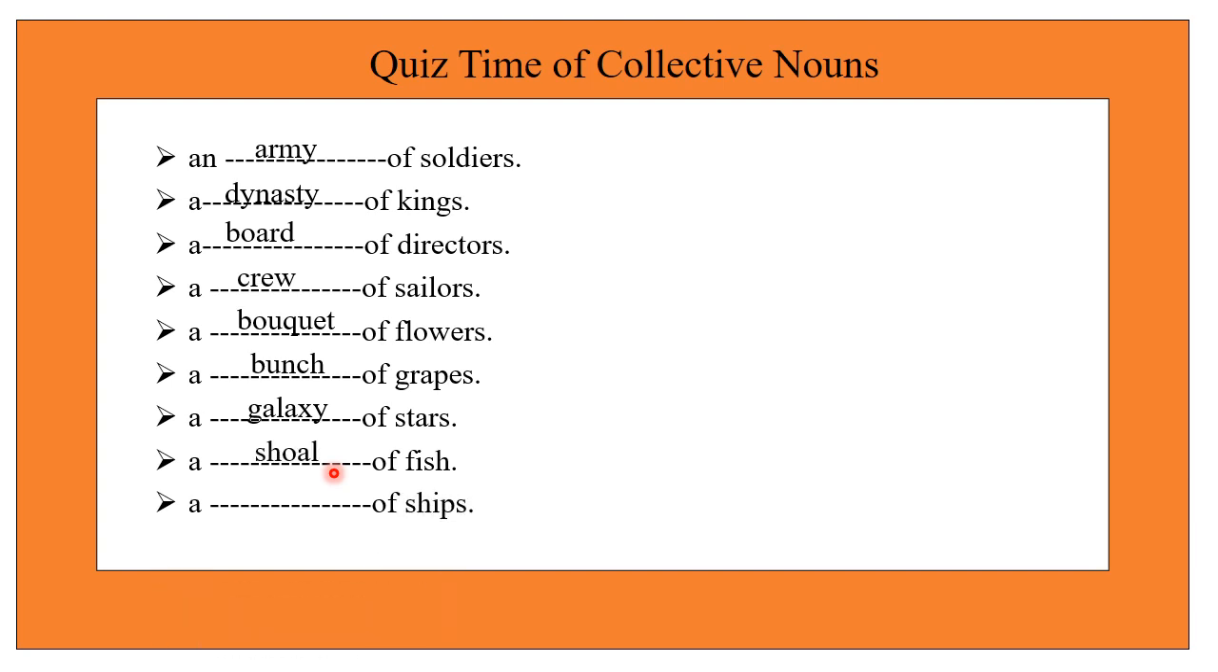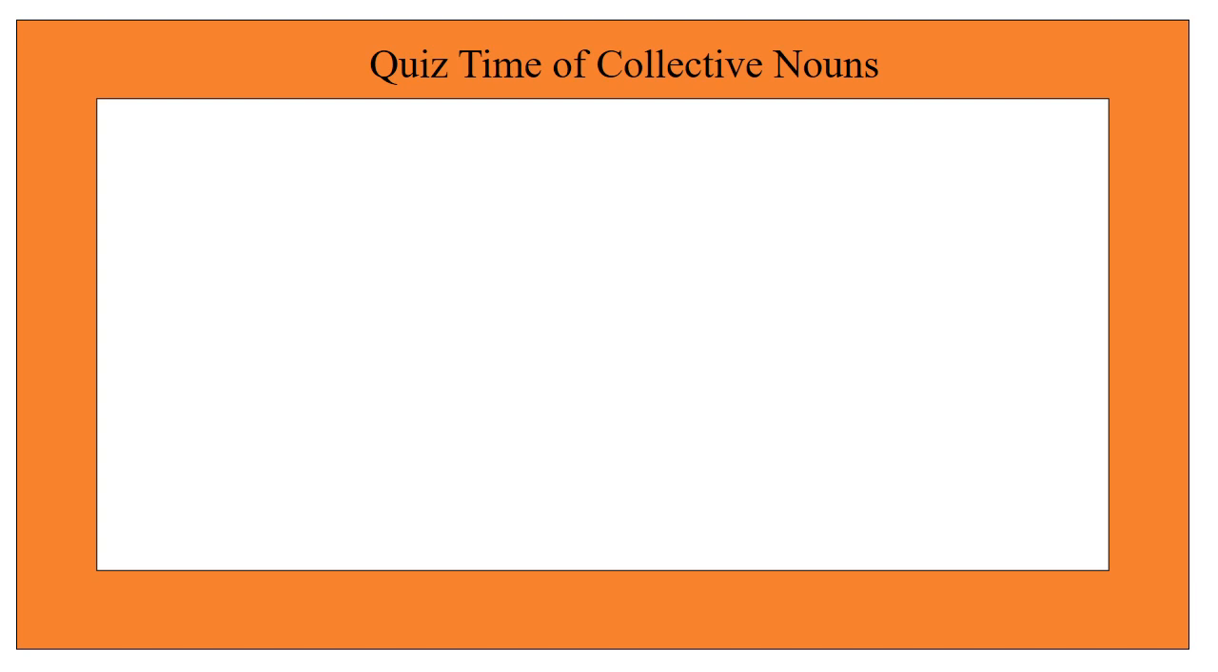Next one, a dash of ships. Okay. So what is the correct collective noun here? A fleet of ships. Okay. Now let's see the next example. A dash of girls. Okay. So it is known as a baby of girls. Next example, a dash of cotton. It is known as a bale of cotton.